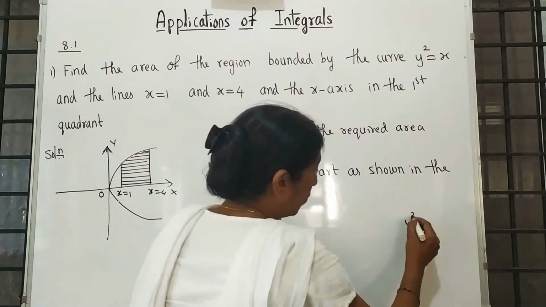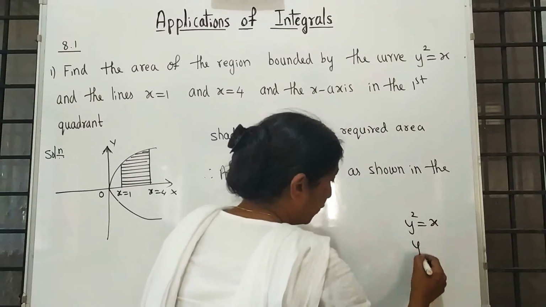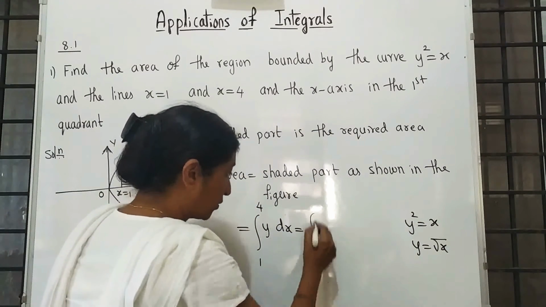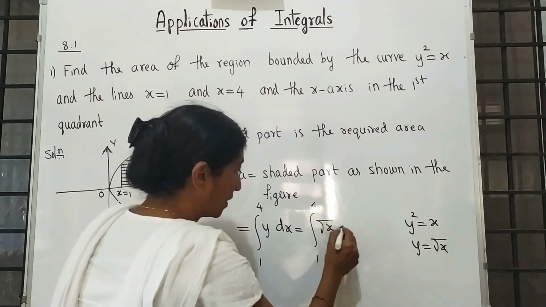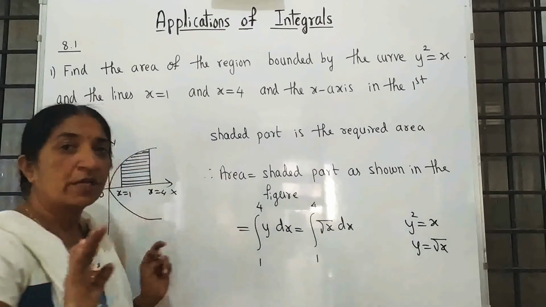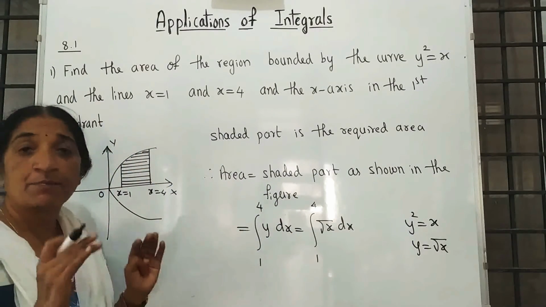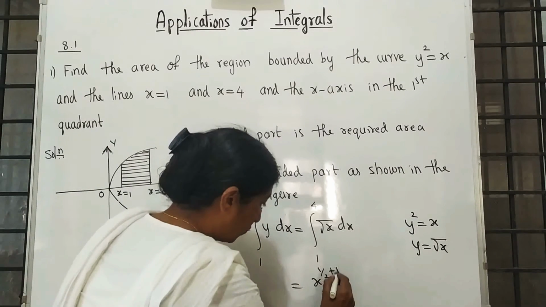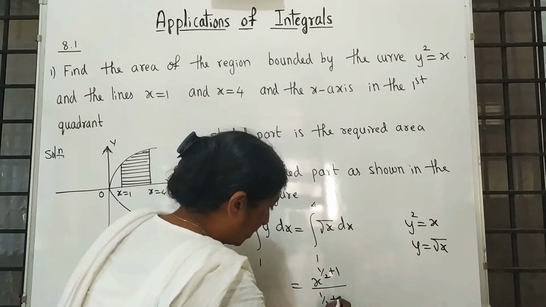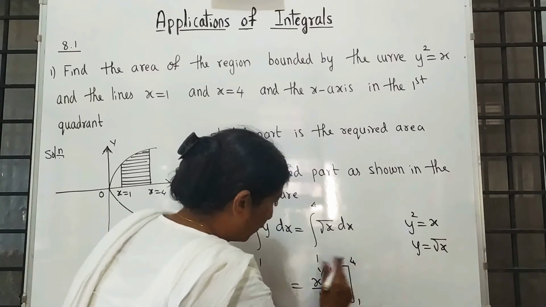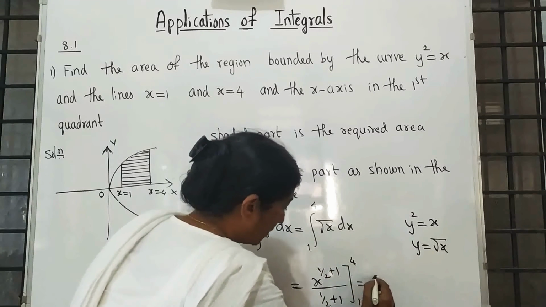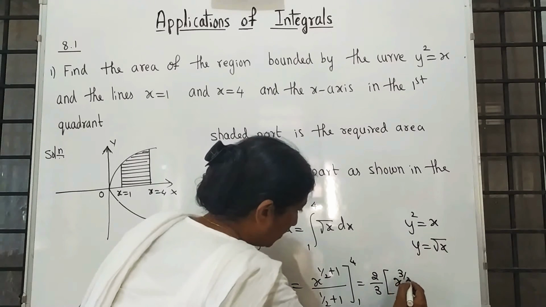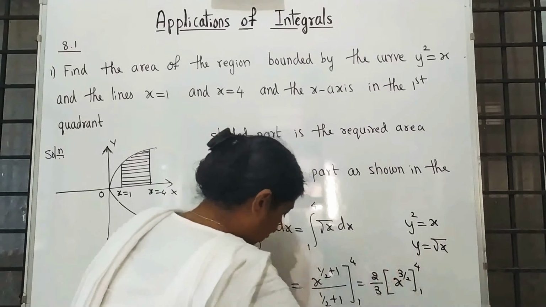But given is y square is equal to x, therefore y is equal to root x. It is the integration from 1 to 4 of root x into dx. And already you are familiar, x power is what? Half. X raised to half plus 1 upon half plus 1 from 1 to 4, that is 2 by 3 x raised to 3 by 2 from 1 to 4.